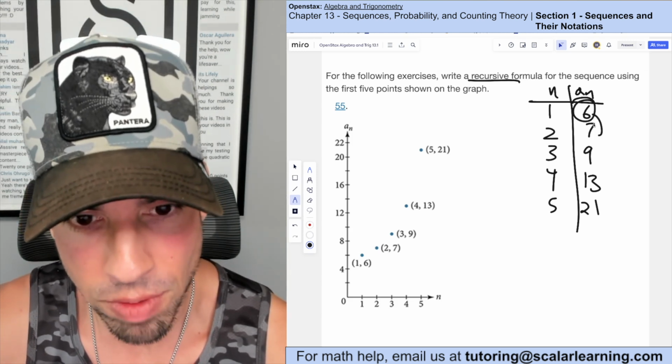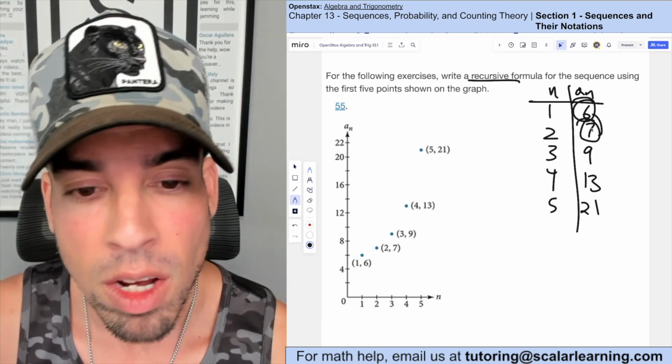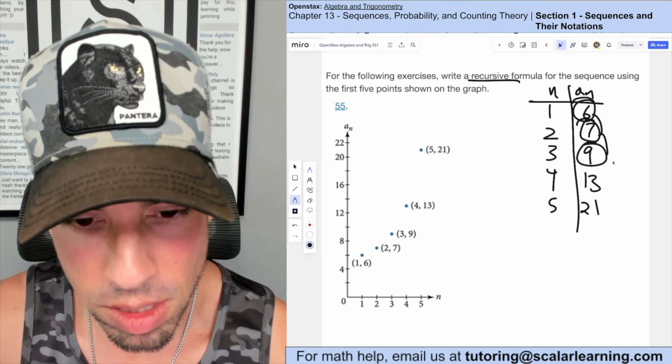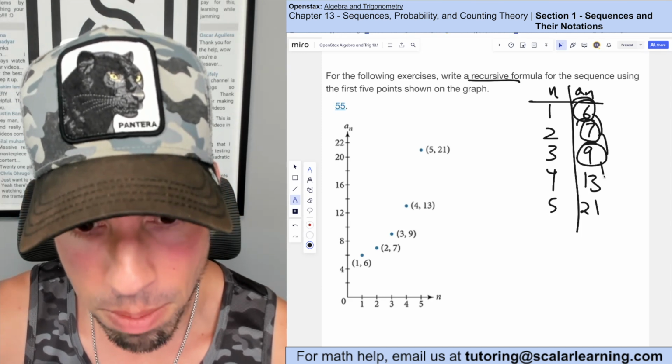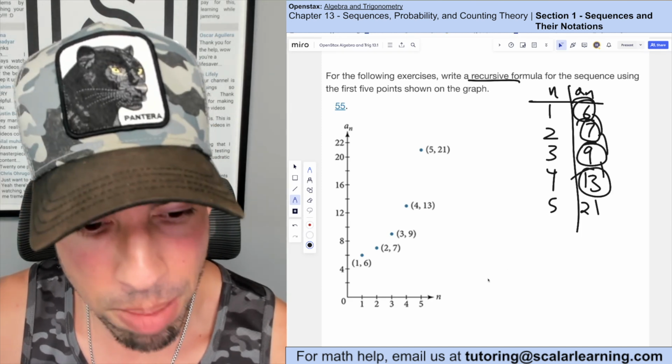2 times 6 is 12 minus 5 is 7. And then you'll see that pattern repeat. 2 times 7 is 14 minus 5 is 9. 2 times 9 is 18 minus 5 is 13. So we see that pattern repeat.